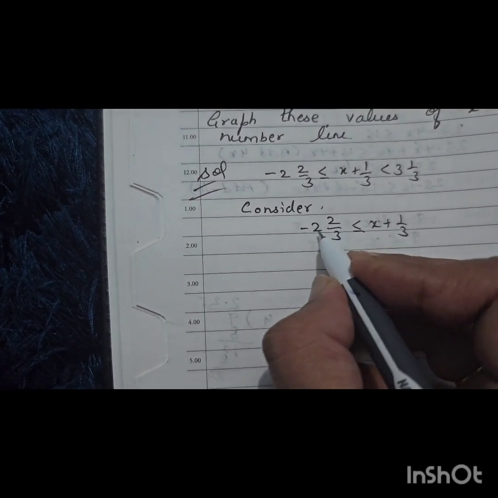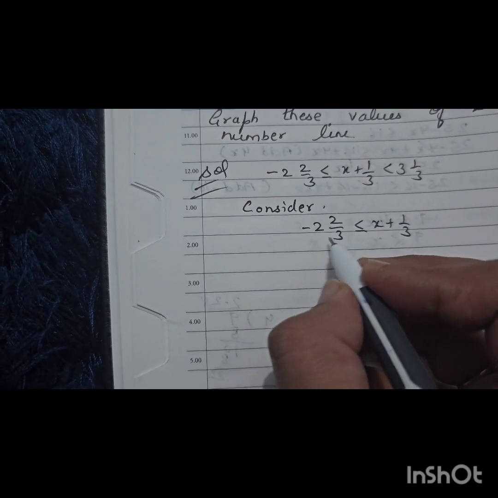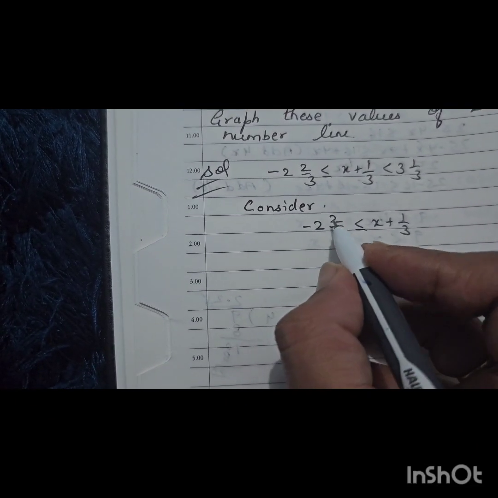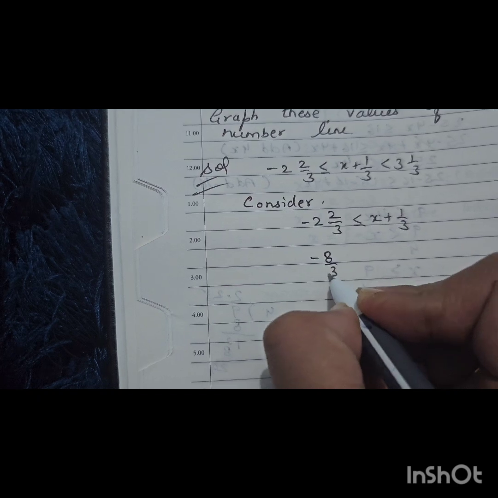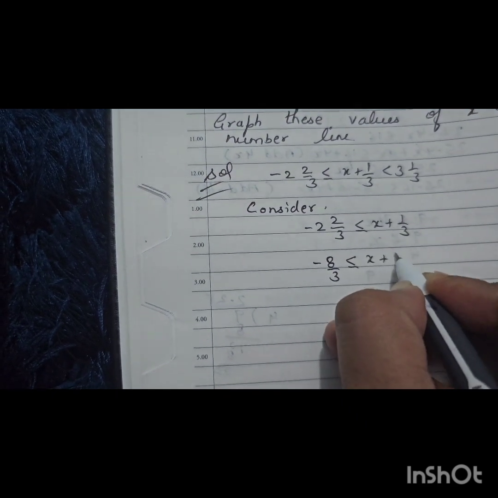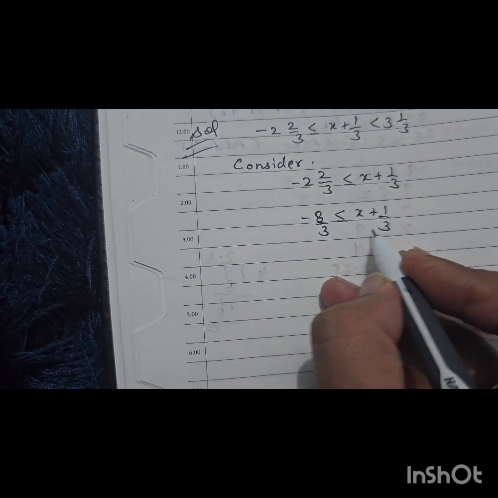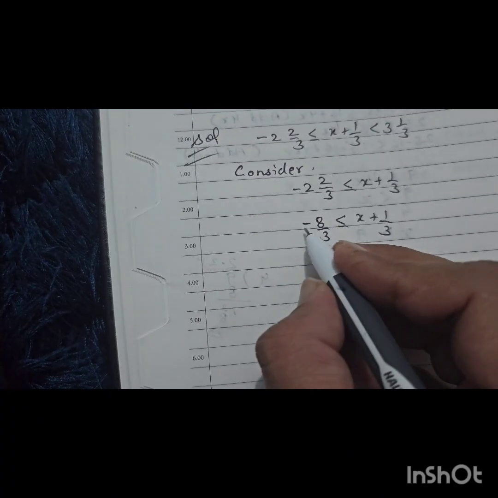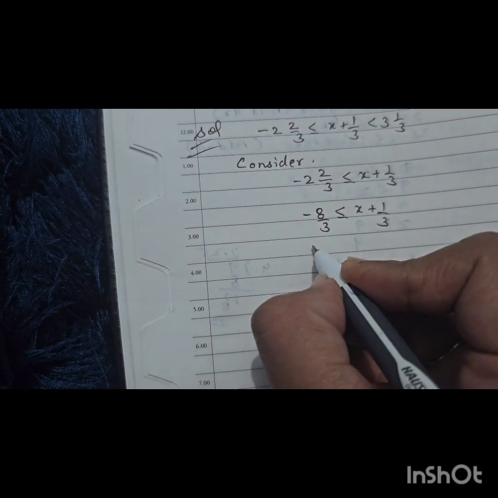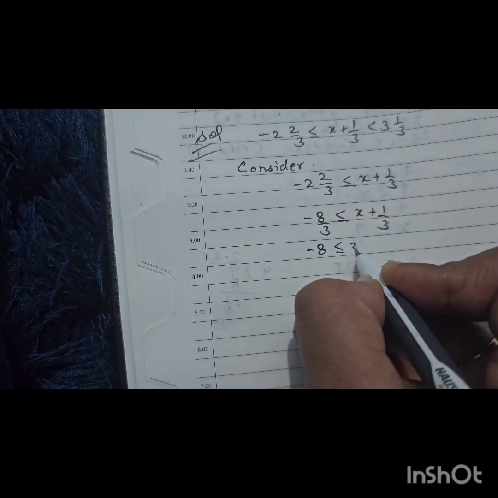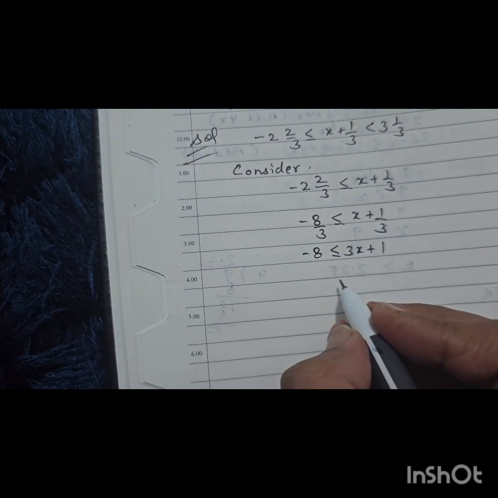So first I will change this mixed fraction into a simple fraction. 3 into 2 is 6, 6 plus 2 is 8, so minus 8 by 3 is less than or equal to x plus 1 by 3. To eliminate the denominator, we have to multiply by 3 in each term. So it becomes minus 8 is less than or equal to 3x plus 1.